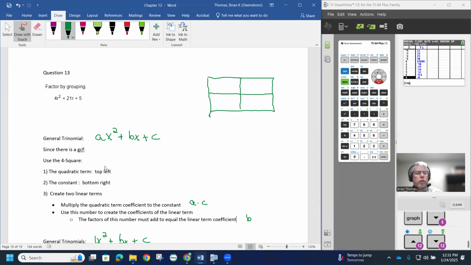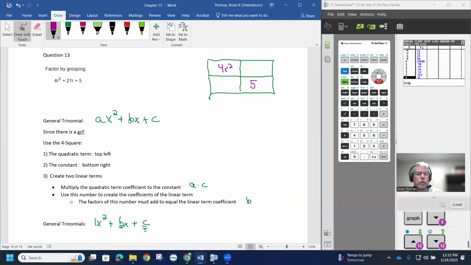Now, the way the four square method works is the quadratic term goes in the top left. So automatically, the 4r squared is going to go here. And then the constant goes to the bottom right. So the 5 will go on the bottom right. Now, what happens is we have these two spaces left. That's where the linear terms are going to go. So the 21r is going to be broken up into 2 linear terms as opposed to 1. So we're going to break up this 21r.